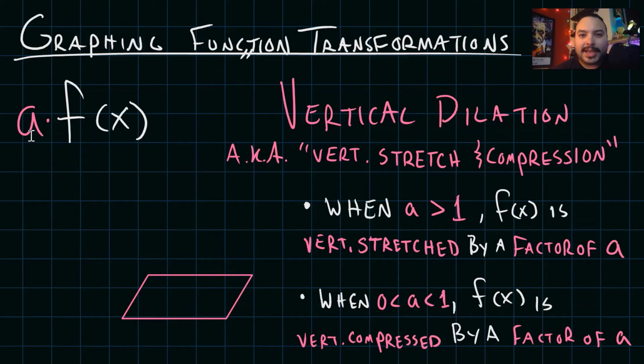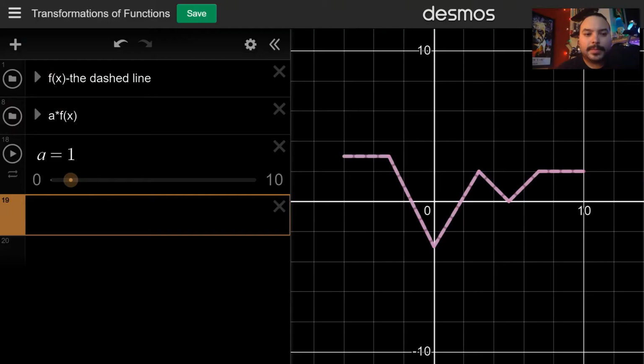Let's take a look at what this looks like graphically. Okay, so here once again, our dashed line is going to represent f of x, and this pink line will be representing our transformed function a times f of x. So right now a is equal to 1, and a lot like when you multiply any number by 1, when you multiply a function by the number 1, nothing changes about it. So it's still the same function. So now let's see what happens if we increase a and make it larger.